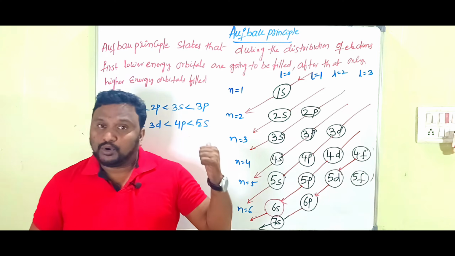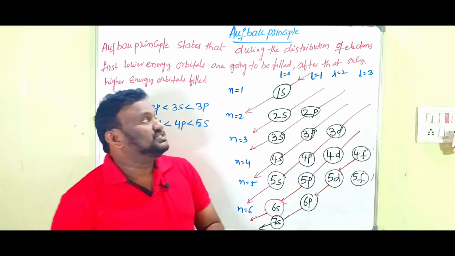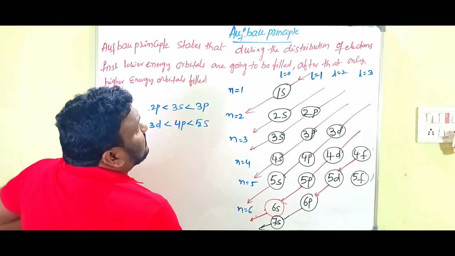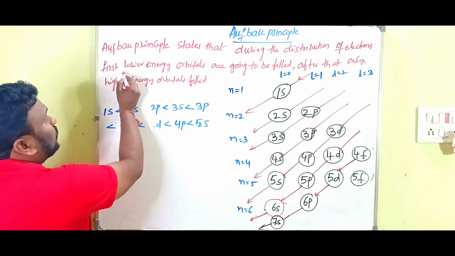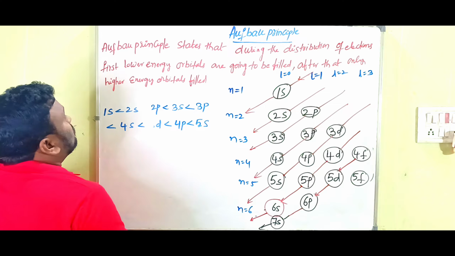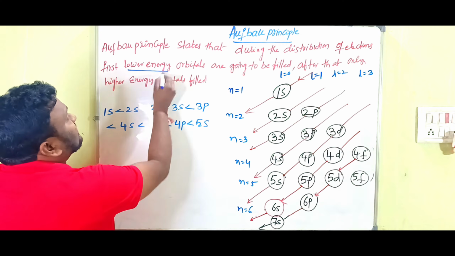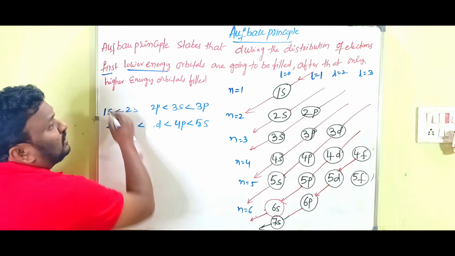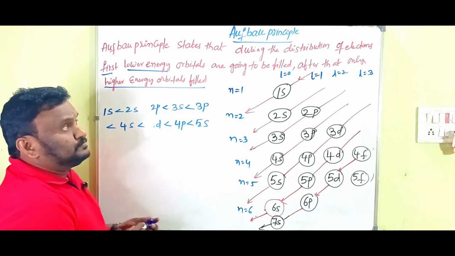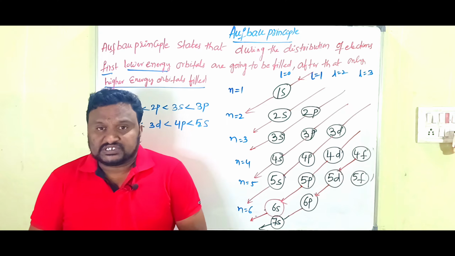Children, the statement is clearly mentioned on the board. Look here: the Aufbau principle states that during the distribution of electrons, lower energy orbitals are filled first. First, lower energy orbitals are filled. After that only, higher energy orbitals are filled. This is called the Aufbau principle.